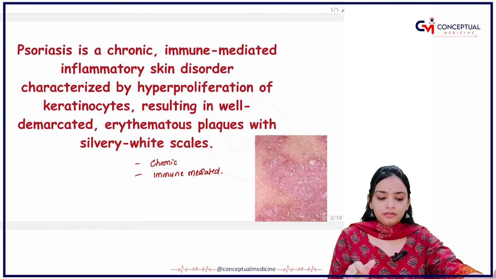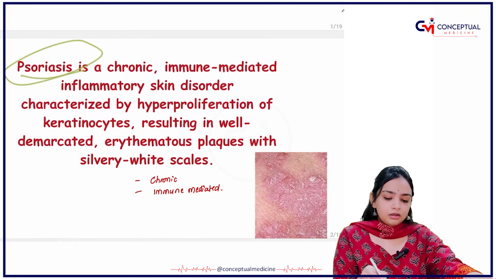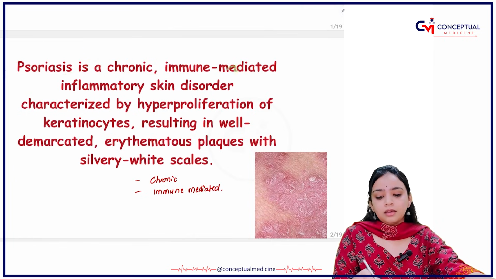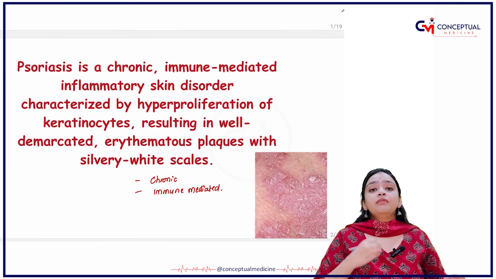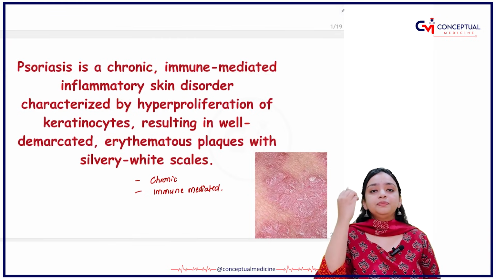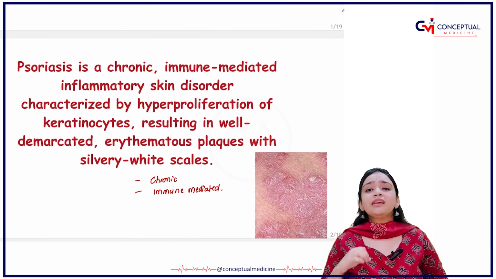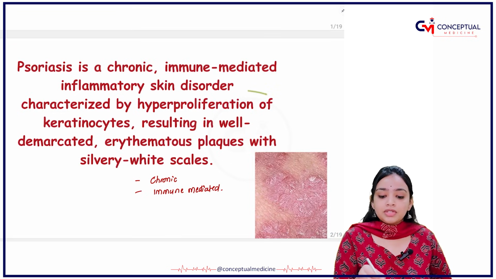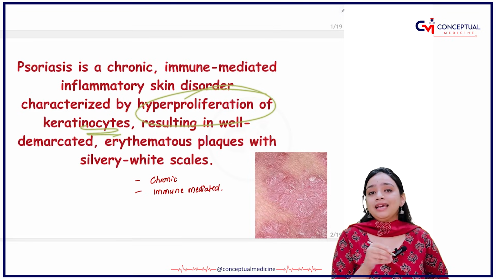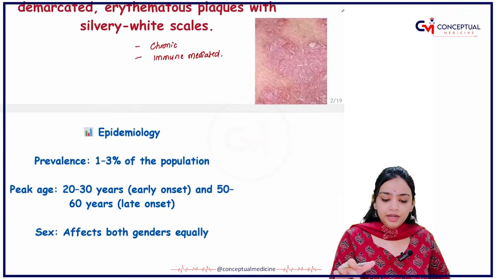Let's see the definition once again. Psoriasis is a chronic, immune-mediated disease. When the immune system is not responding properly, the person is likely to develop this kind of disease. It results from the hyperproliferation of a cell called keratinocytes.